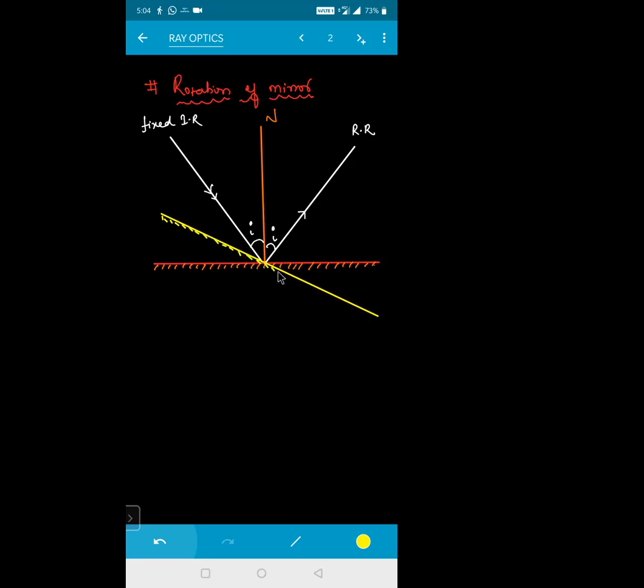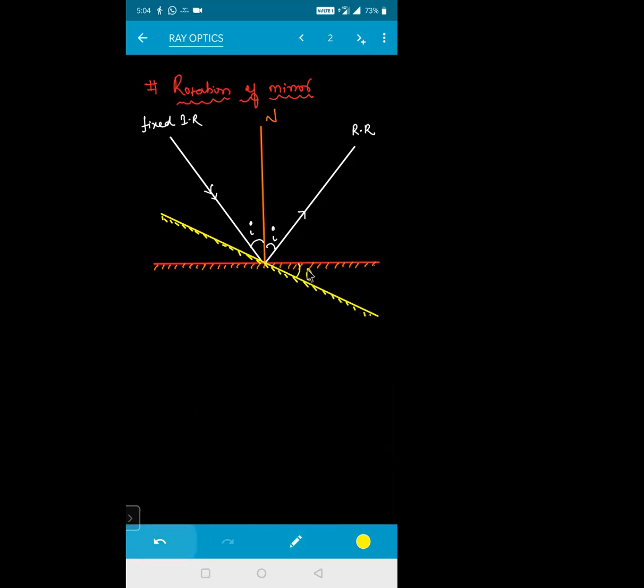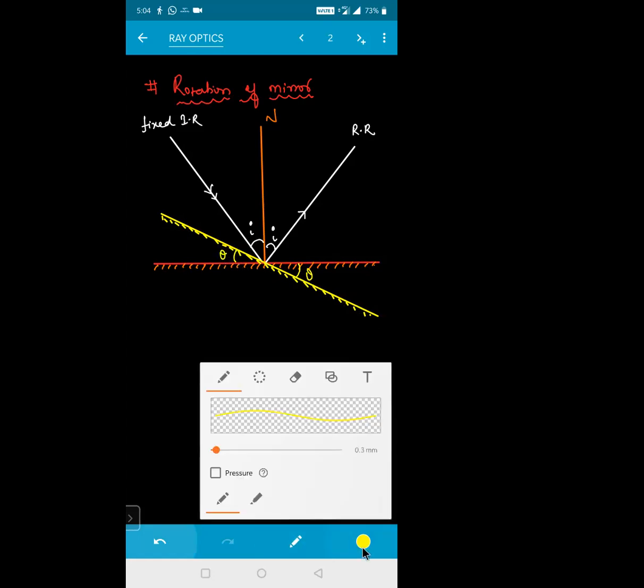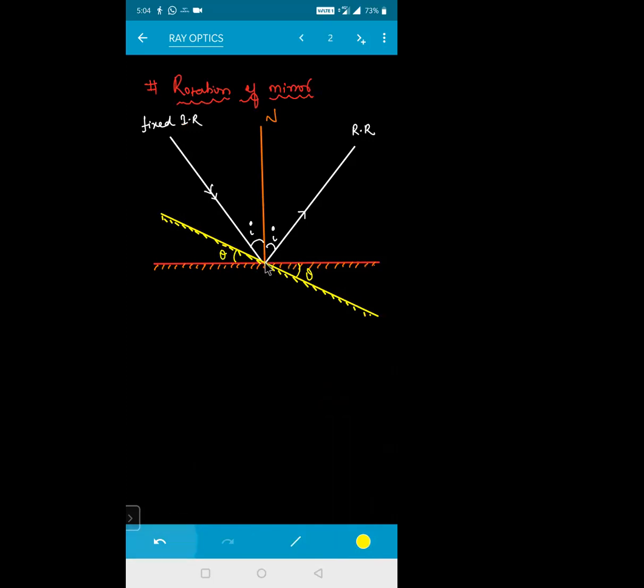Rotation of mirror. Keeping the incident ray of light fixed, I am rotating the mirror by an angle theta. So this one is also theta. When you rotate the mirror by theta, obviously the normal will also rotate slightly. So this will be rotating by how much?